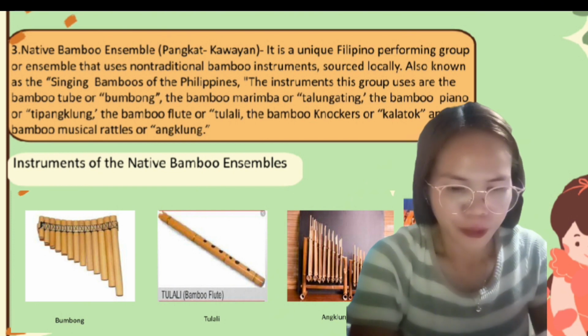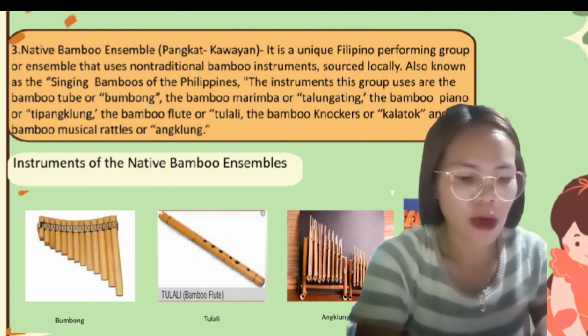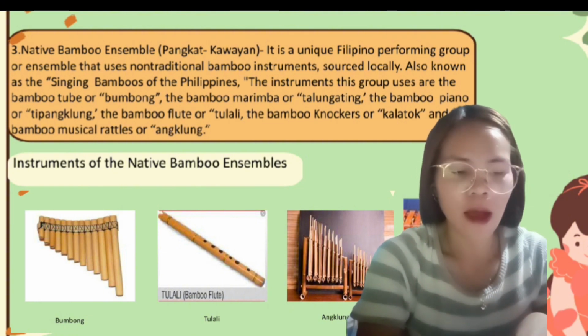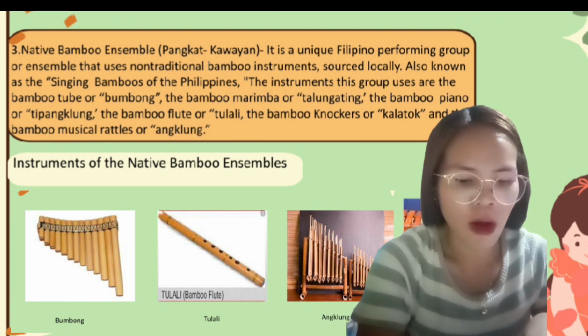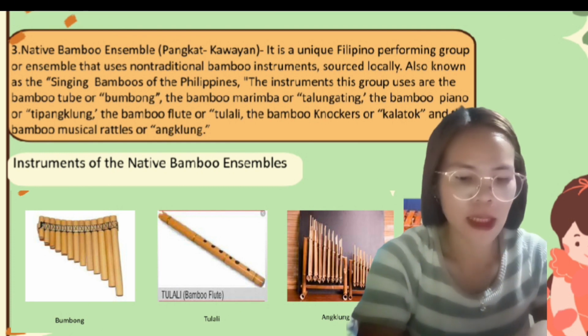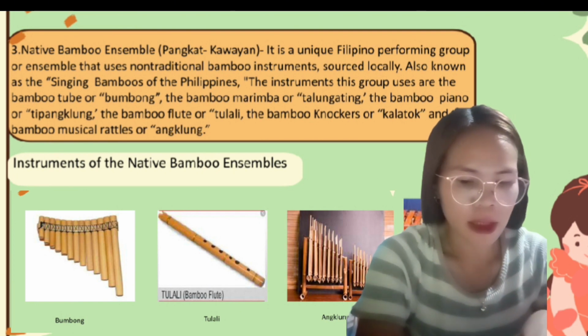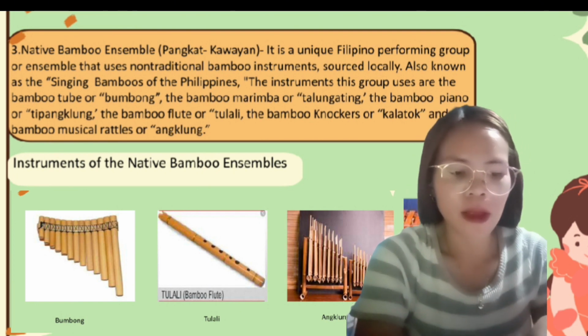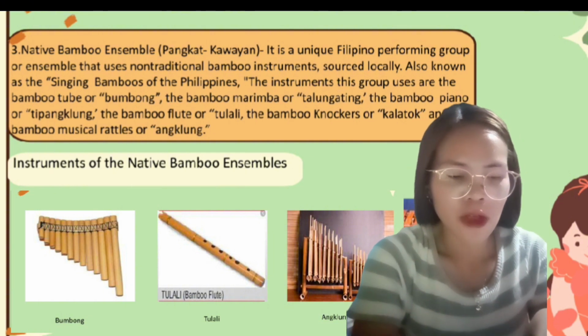So, next is bamboo flute or tulali. Ito ay isang uri ng flauta na ginagamitan ng daliri upang mag-play. So, it is made also of bamboo. Next is the bamboo piano or tipangklong. Ito ay ginagamit sa pagtatanghal, seremonya o pagdiriwang. Same lang sila ng angklong, ngunit may ibang anyo at gamit.